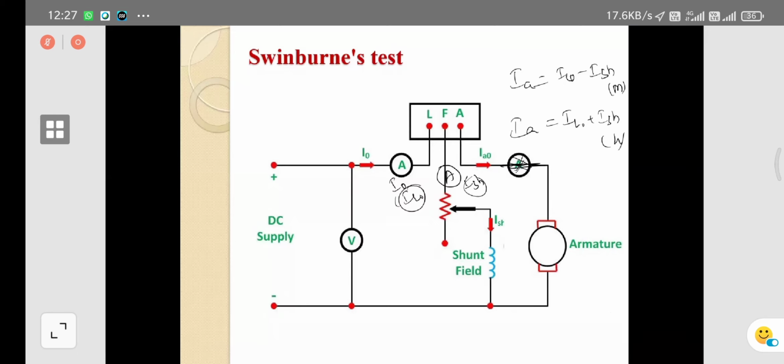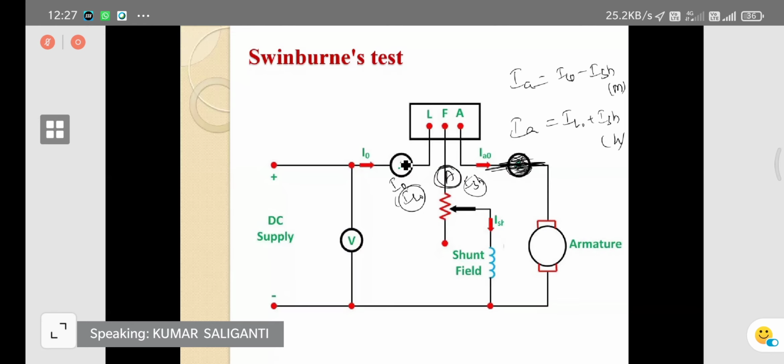So here the no load current is measured by ammeter, whereas the shunt current is measured by another ammeter. So you no need to take this ammeter here, just forget about it. Some books have given it like that, but in our laboratory we take only this ammeter on the line side and this on the field side. That's why I wrote here A. So the no load current is measured by ammeter A1, whereas the shunt current is measured by ammeter A2. This is ammeter A1 and this is ammeter A2.